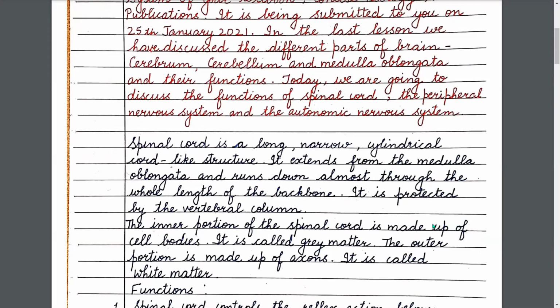Spinal cord is a long, narrow, cylindrical, cord-like structure. It extends from the medulla oblongata and runs down almost through the whole length of the backbone. It is protected by the vertebral column. The inner portion of the spinal cord is made up of cell bodies. It is called gray matter. The outer portion is made up of axons. It is called white matter.